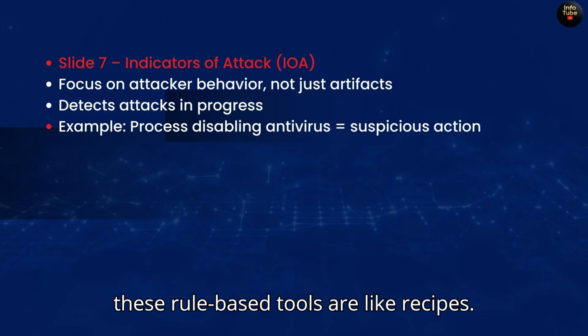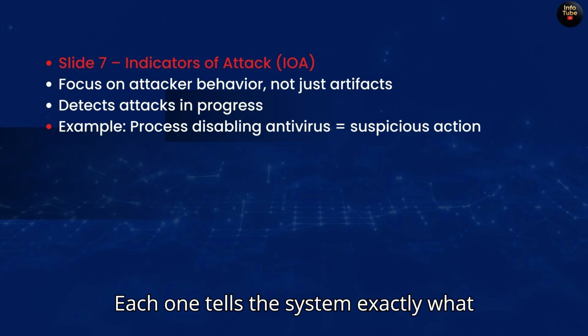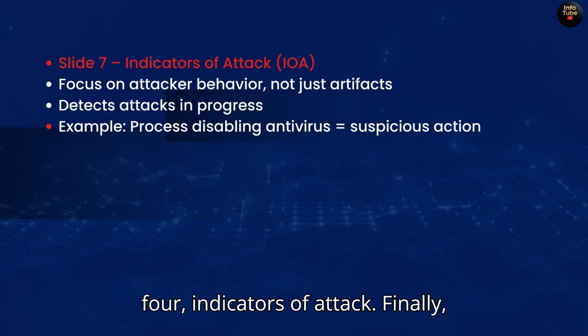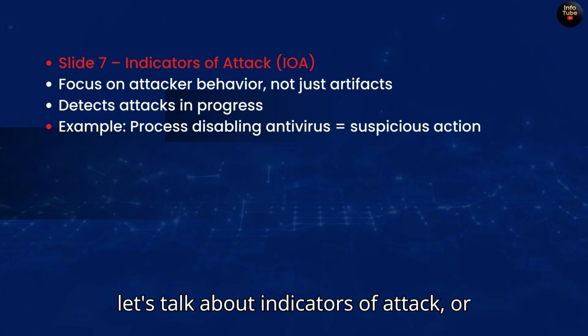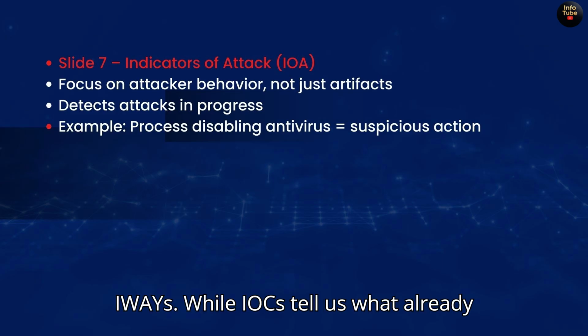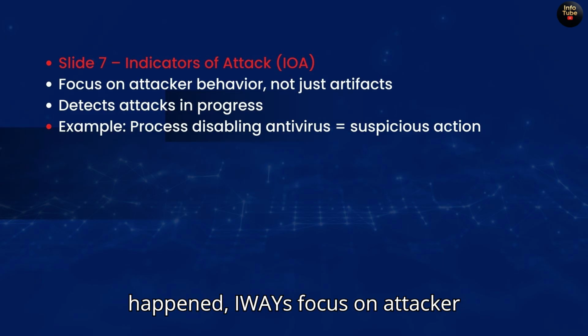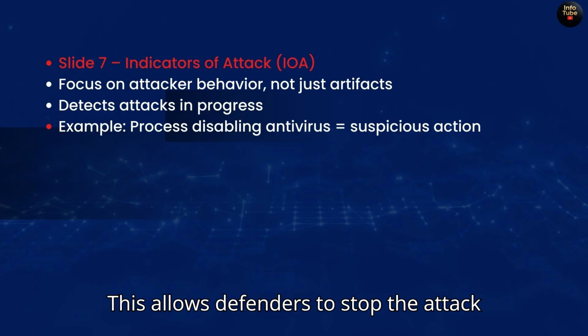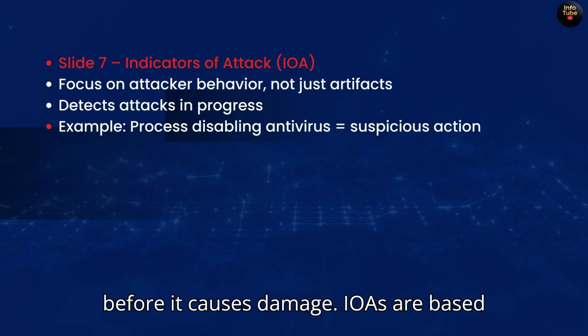So, these rule-based tools are like recipes. Each one tells the system exactly what suspicious behavior to look for. Part 4, Indicators of Attack. Finally, let's talk about indicators of attack, or IOAs. While IOCs tell us what already happened, IOAs focus on attacker behavior while the attack is in progress. This allows defenders to stop the attack before it causes damage.